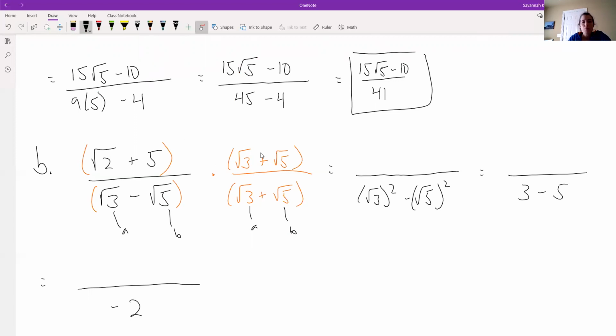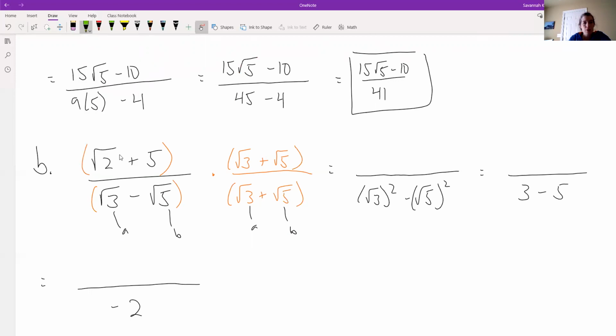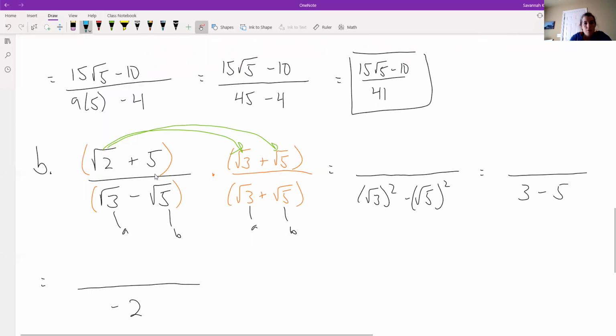Now up top here, this is not a nice cute formula, so this is going to require very careful distribution. So square root of 2 times the square root of 3, square root of 2 times the square root of 5, and then 5 times the square root of 3, 5 times the square root of 5. So 4 separate multiplications because we are FOILing.